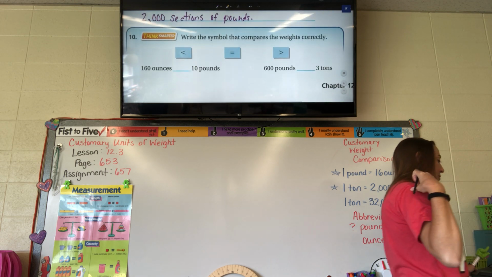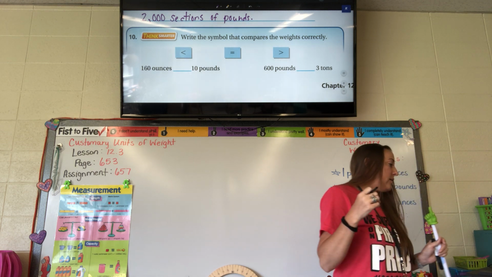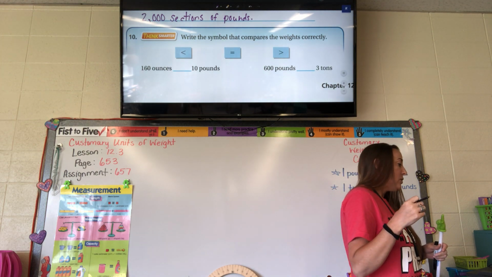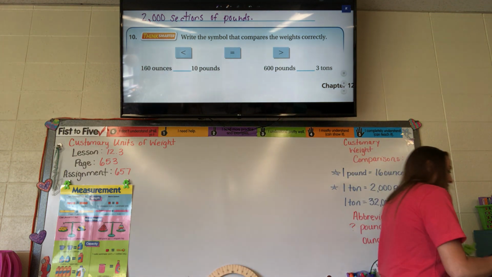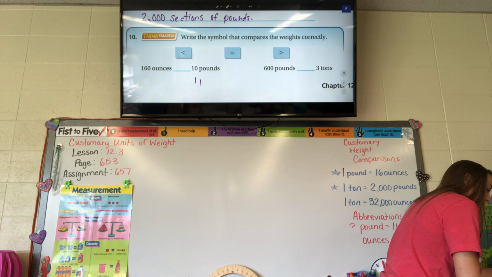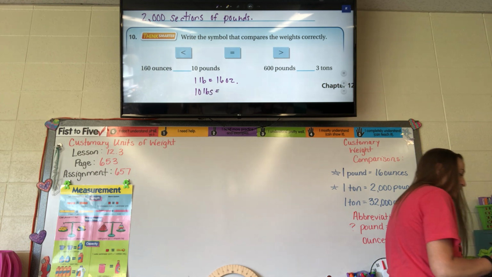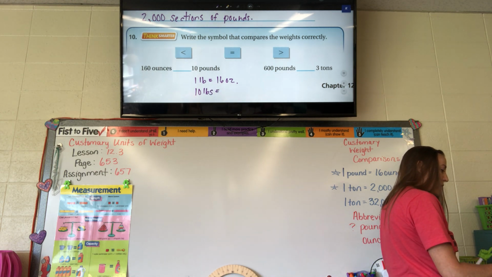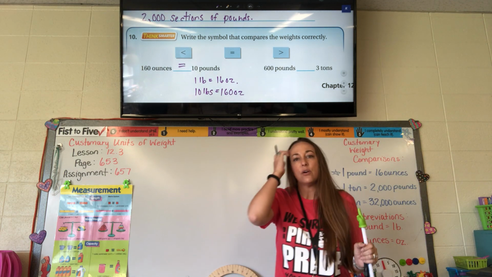The last one, write the symbol that compares the weights correctly. So we have 16 ounces and 10 pounds. Well, we want to get that 10 pounds, that bigger one, into the smaller unit. So we're going to say, okay, 1 pound equals 16 ounces. So 10 pounds would equal 10 times 16. So 16 times 1 is 16 with a 0 behind it. So 160 ounces. So 160 ounces and 10 pounds are equivalent.